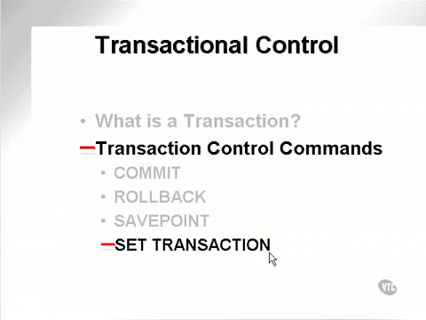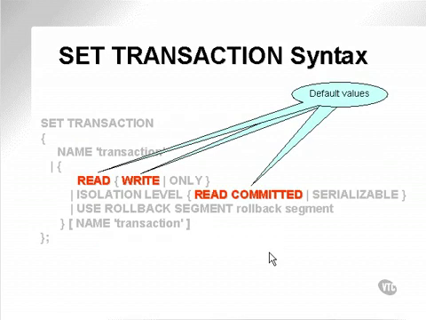Set transaction is a statement which allows you to set certain attributes for a transaction. The set transaction command has specific syntax. The default values are read write and read committed. In other words, if you do not execute a set transaction command, every set of SQL commands blocked in between commit or rollback commands will automatically be read write and read committed.